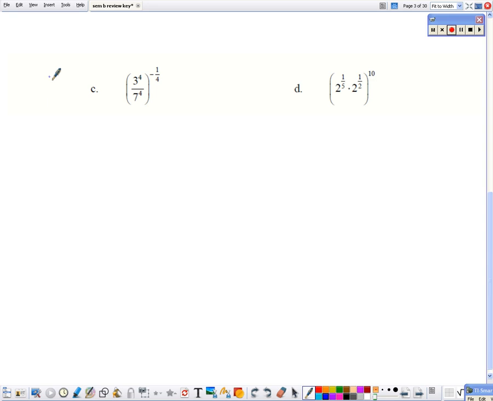Okay, for c, this exponent goes to both the numerator and the denominator. 4 times 1/4 is 1, negative. And now the negative exponents mean to move that term to the other side of the fraction.